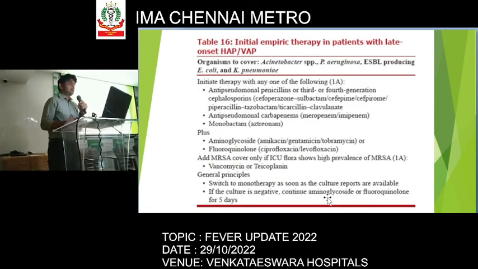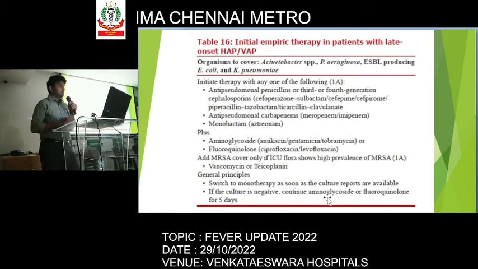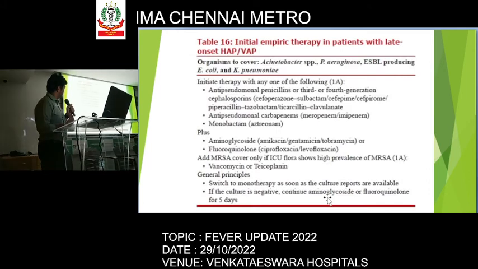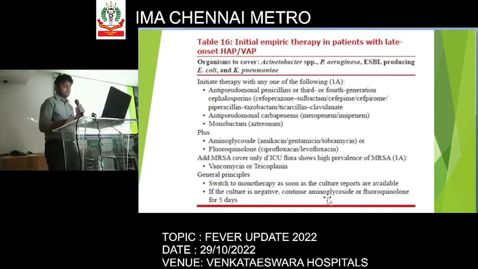So the antibiotic management in an ICU setting: initial therapy should always be started with anti-pseudomonal penicillins, or third or fourth generation cephalosporins, or anti-pseudomonal carbapenems like meropenem or imipenem. Along with this, we have to add an aminoglycoside or a fluoroquinolone. And if MRSA is suspected, then we add vancomycin or teicoplanin. The general principle is to switch to monotherapy as soon as possible when the cultures are ready. If culture is negative, we continue aminoglycoside and fluoroquinolone for a duration of 5 days.